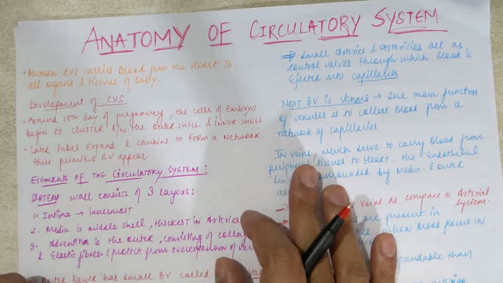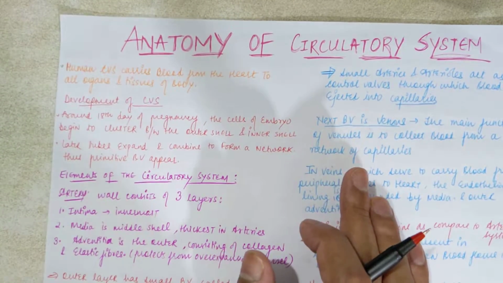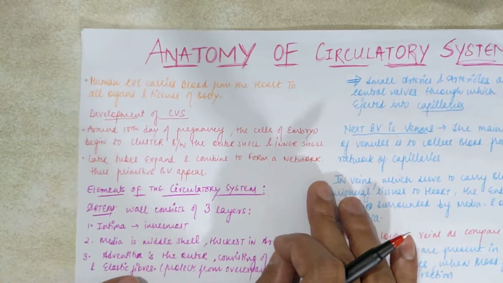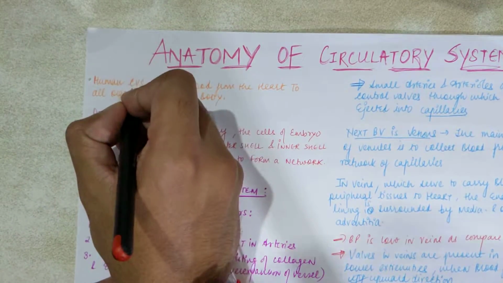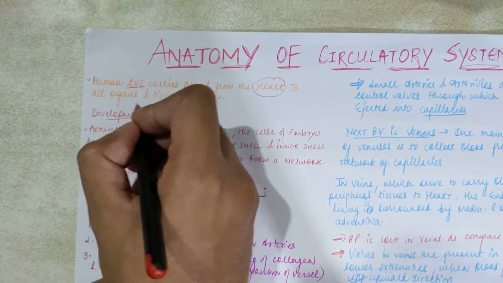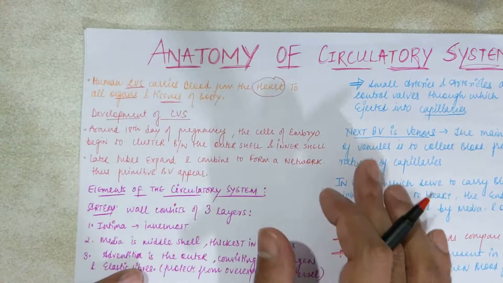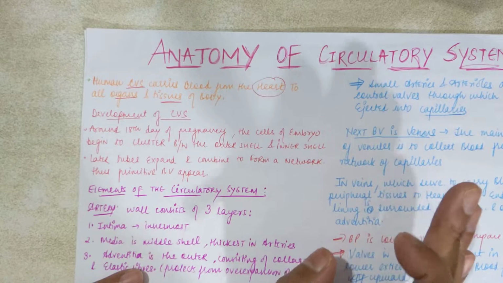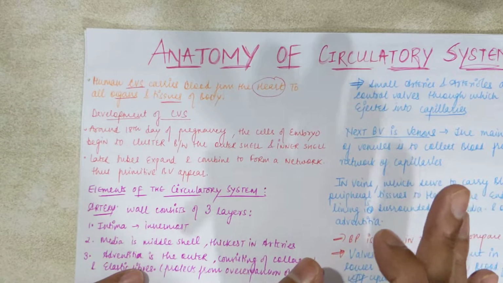Hello everyone. In this video we'll be seeing the anatomy of the circulatory system, the circulation which occurs inside our body through the arteries and the veins. The human cardiovascular system carries blood from the heart to all the organs and tissues of the body.